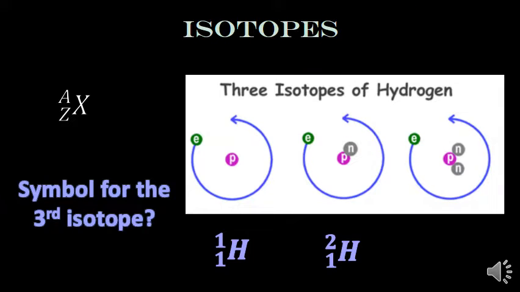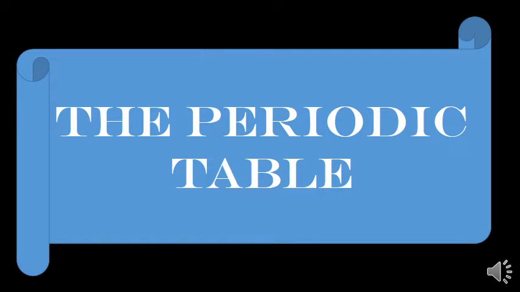Take a minute and see if you can jot down the symbol for this third isotope of hydrogen. If you came up with that, you're right. All right, up next, the periodic table.